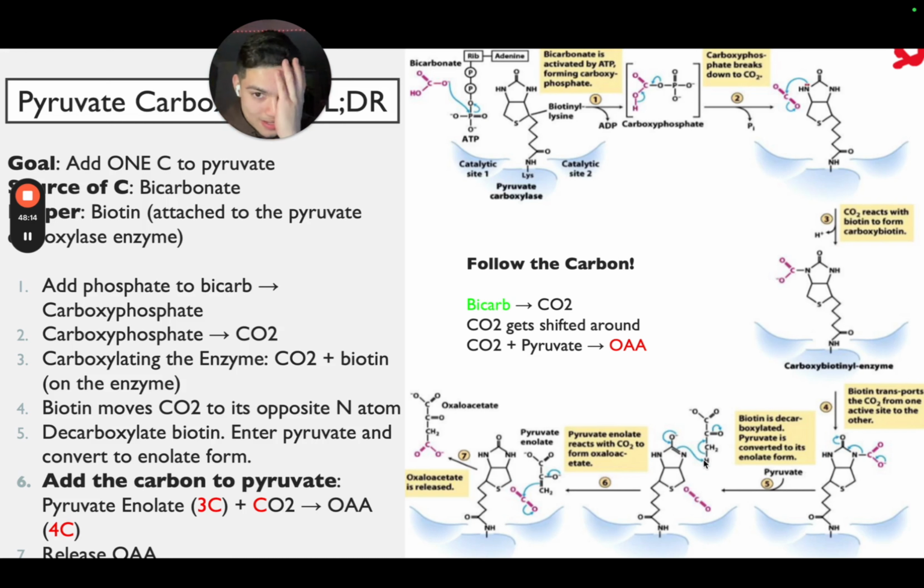it's going to deprotonate our pyruvate, and it's going to form essentially the pyruvate enolate. Sorry, I don't know why I was thinking of PEP. It's going to form our pyruvate enolate right here. So that's what's going to end up happening after step six. And the pyruvate enolate is going to collapse on itself, and it's going to attach itself to the carbon dioxide. And now we have oxaloacetate, and this is released.